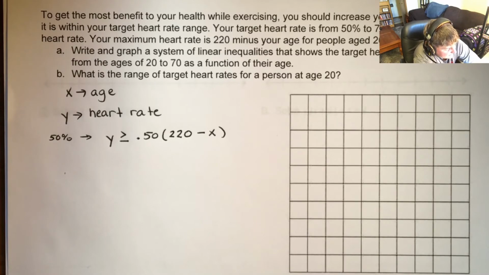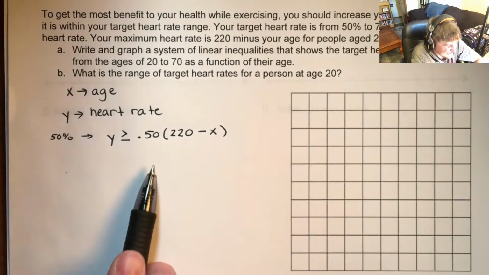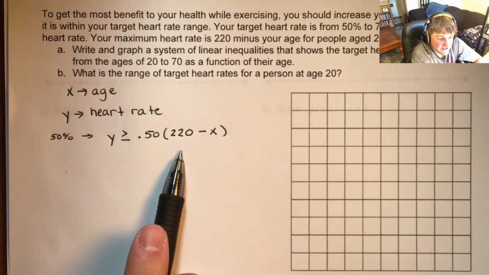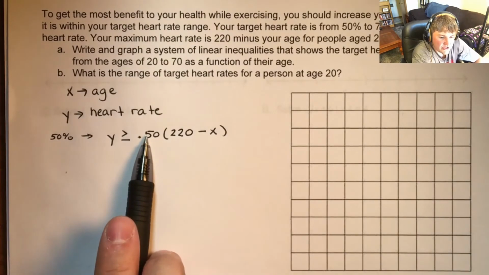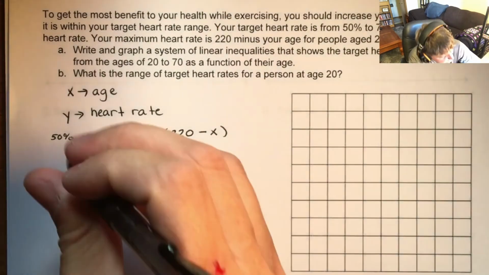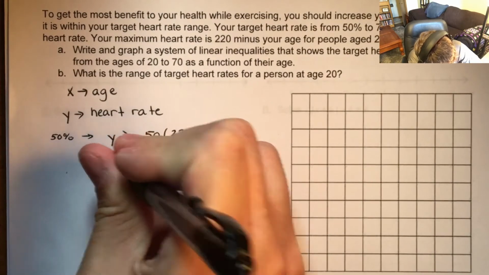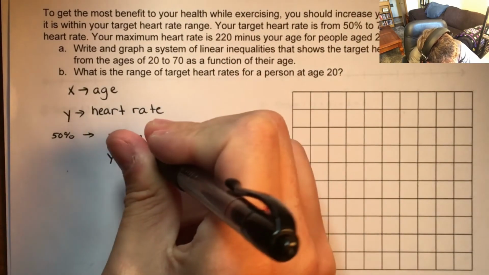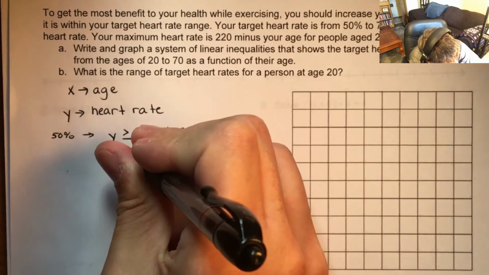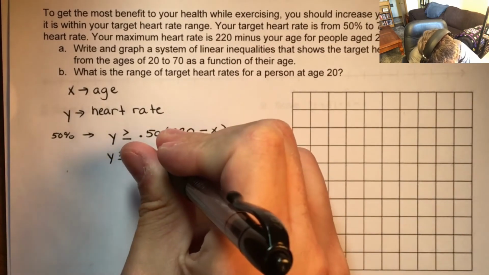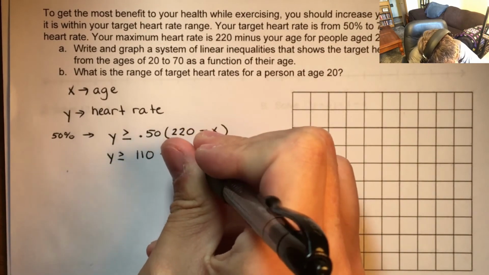Okay, and so then let's go ahead and simplify this. We haven't really seen anything like this that we've graphed before, so let's distribute 0.50. So this is going to be y is greater than or equal to 0.50 times 220, which is 110, and then minus 0.50x.